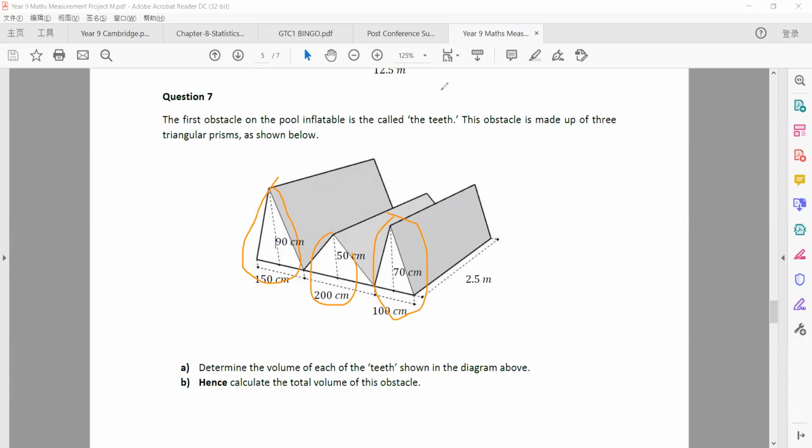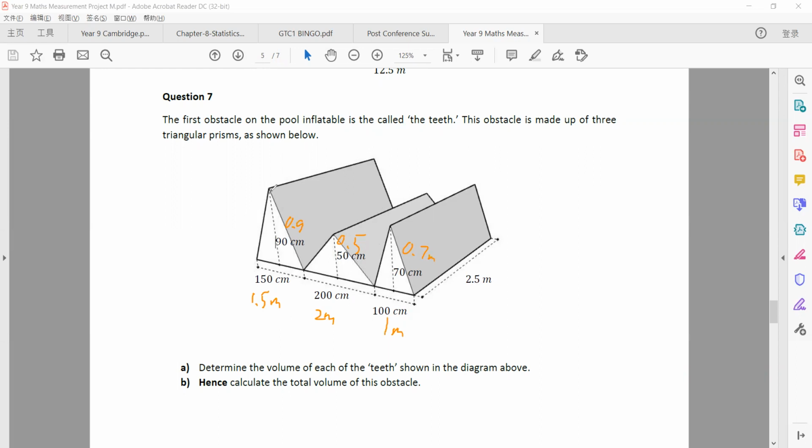So basically, what can you do? It's just the cross-sectional area times by the height. You need to be careful about the unit. You need to use the same unit because here is centimeter, here is meter. So I just change 150 centimeters to 1.5 meters. This one is 0.9, 0.52 meters, and 0.7 meters, and 1 meter. So this makes your life easier.